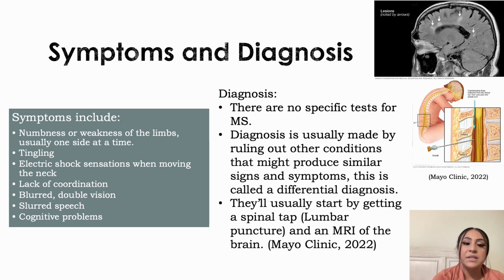And diagnosis, there is no specific test that diagnoses multiple sclerosis. Usually diagnosis is done by ruling out other conditions that might produce similar signs and symptoms. This is called a differential diagnosis. They'll usually start by getting a spinal tap and an MRI of the brain.